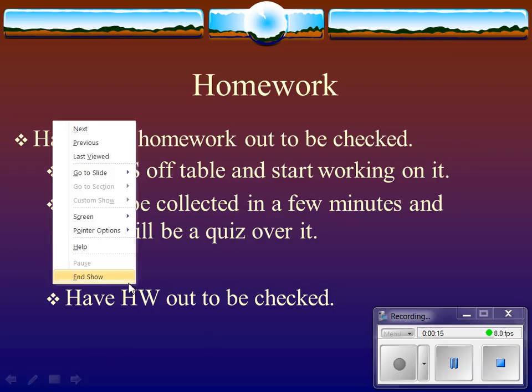Go over those problems. Then I'm going to give you like 4 or 5 more minutes to work on that worksheet after we go over the homework.